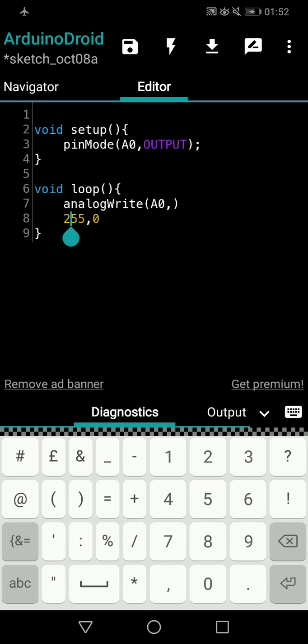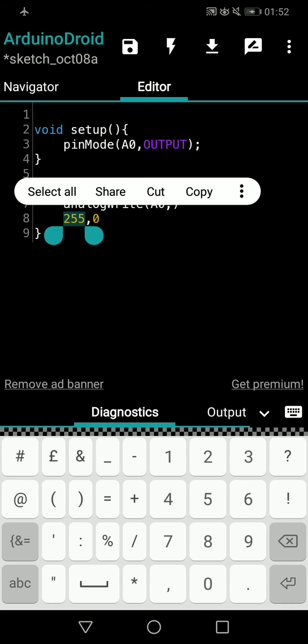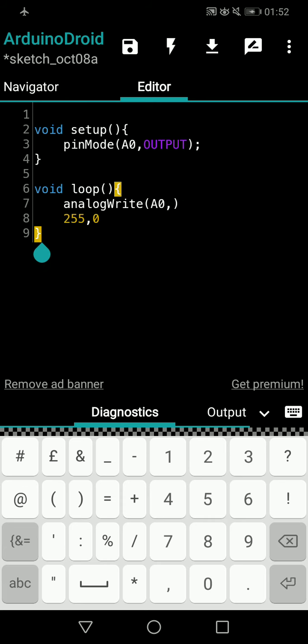So if you give 255 to a particular analog pin, the voltage value in that analog pin output is 5 voltage. That means it is equal to the digital write high value. So 0 will obviously be 0 voltage, right? So if I want to give 2.5 voltage in that analog pin, what is the value I have to give?